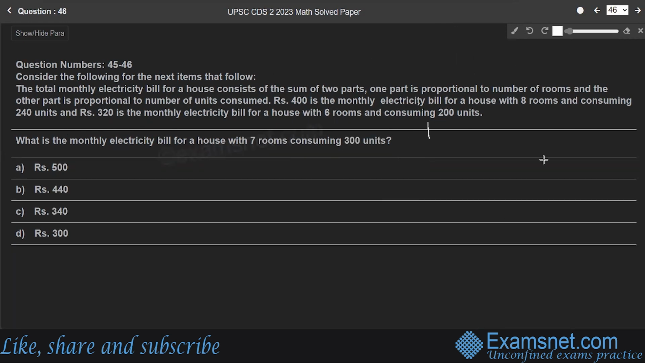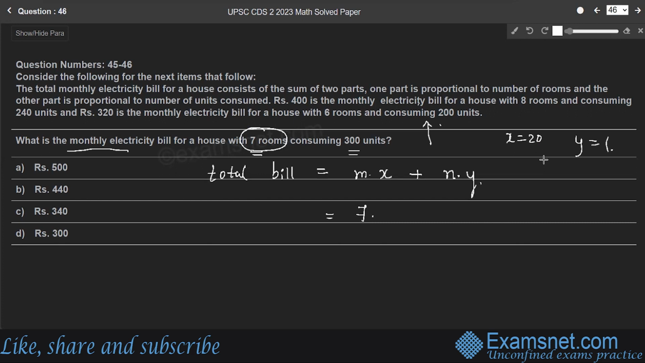Question 46. Based on the same information, what is the monthly electricity bill for a house with 7 rooms consuming 300 units? Right? As we have discussed in the previous question, the electricity bill for a house is the number of rooms m into x plus the number of units consumed into the cost per unit, right? So according to this question, there are 7 rooms in that house. 7 into, we have got x as 20.